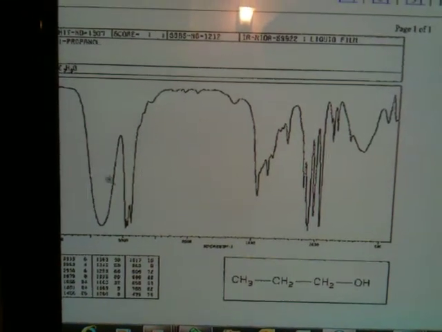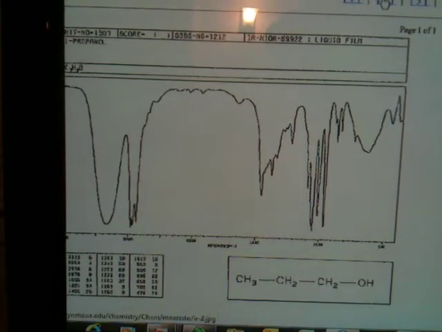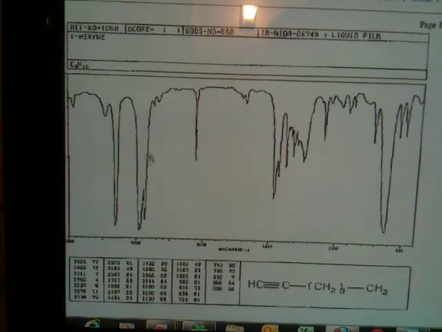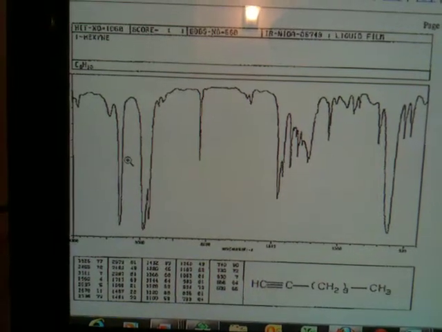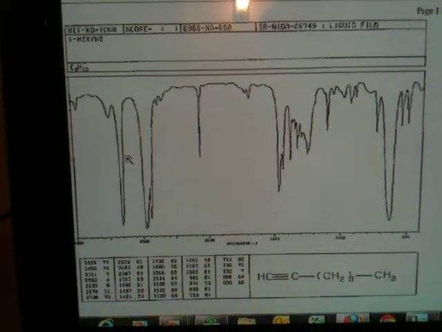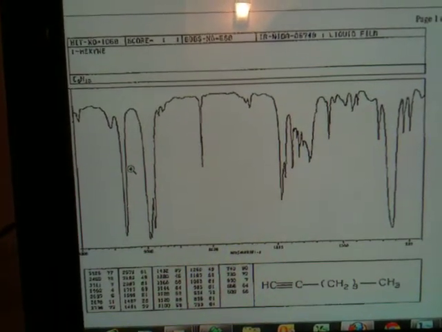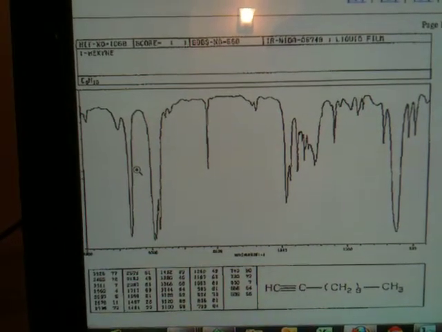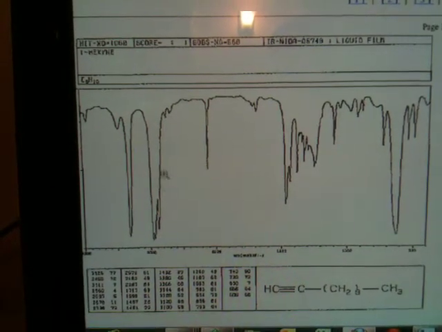Okay, look at that peak. That's an alcohol. What is this? This is a classic looking sp C-H, in other words, the hydrogen on a carbon that's in a triple bond. Are we okay? So what is all this stuff here?